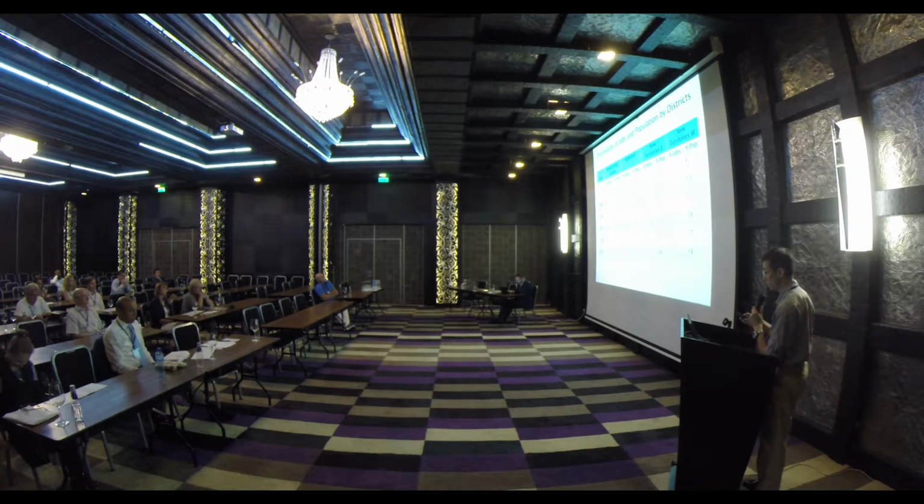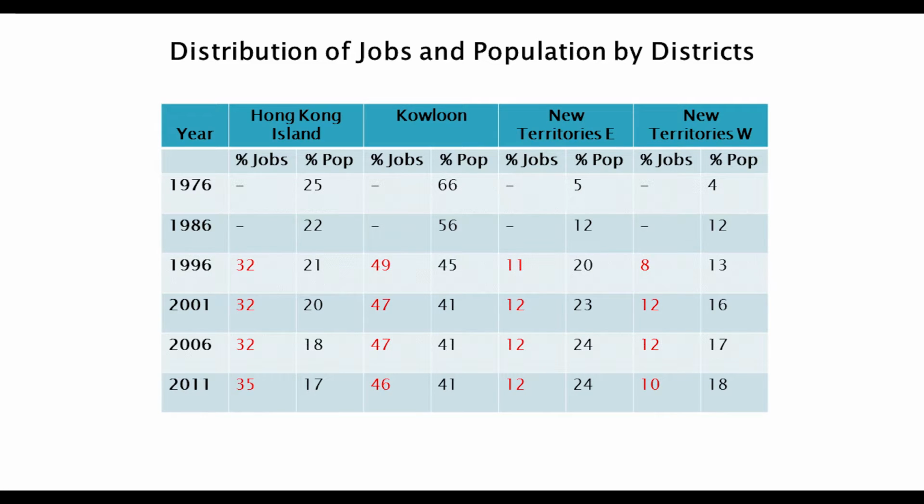The following table shows that the distribution of jobs has not changed by too much over the years. In 1996, if you add up the percentage of jobs in Hong Kong Island and Kowloon, you see that it is 81%. If you look at 2011, it's still 81%. The jobs have not moved. Most of the jobs still remain in the urban core.